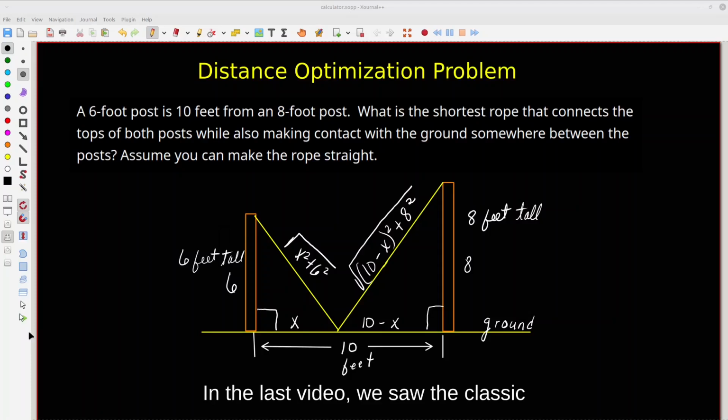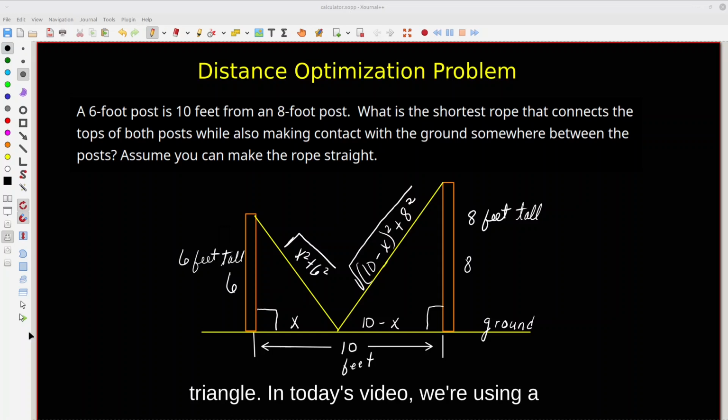In the last video, we solved a classic optimization problem involving two posts and the shortest possible rope connecting them while touching the ground between the posts. We explored two different approaches. The first using calculus and a chain rule, and the second using a geometry reflection trick that turns the entire problem into a simple right triangle.